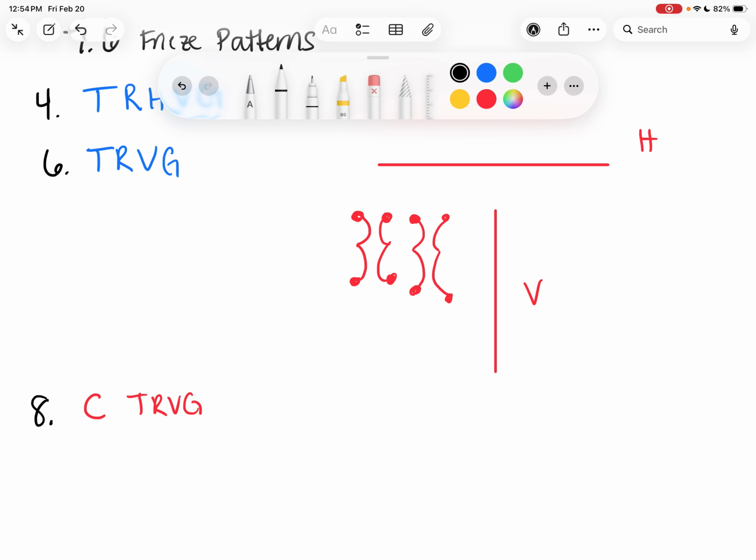And then what about 10? So that would be the next row on the sweater. Vertical reflection. Yep, A, TRHVG. So that would be all of them.